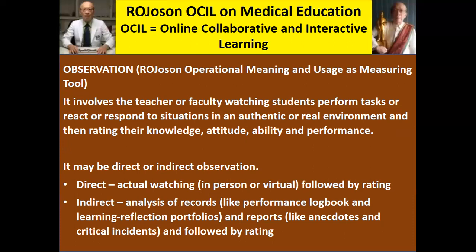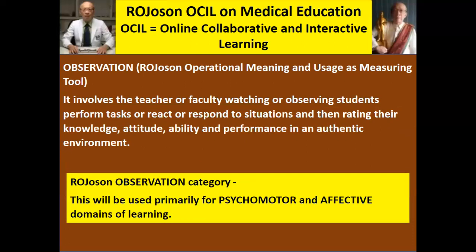In the direct observation, there is actual watching either in person or virtual, followed by rating. In the indirect observation, there is analysis of records like performance logbooks and learning reflection portfolios, and reports like anecdotes and critical incidents, followed by rating. In the R.O. Hawson categorization of tools, particularly in the observation category, this will be used primarily for psychomotor and affective domains of learning.